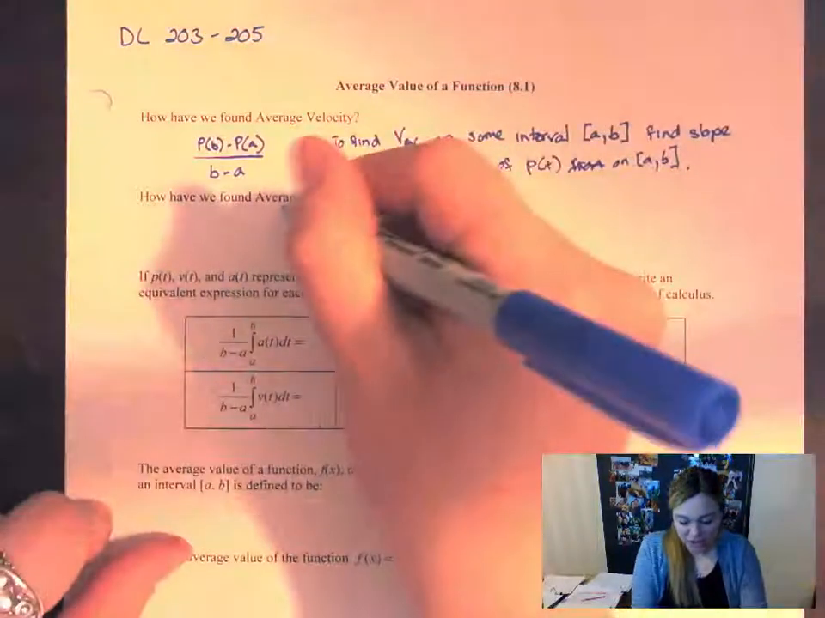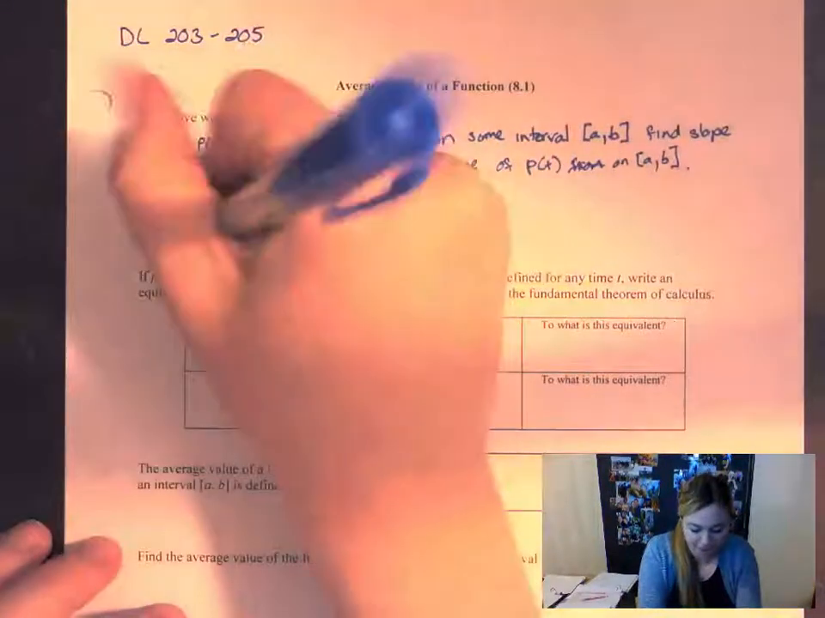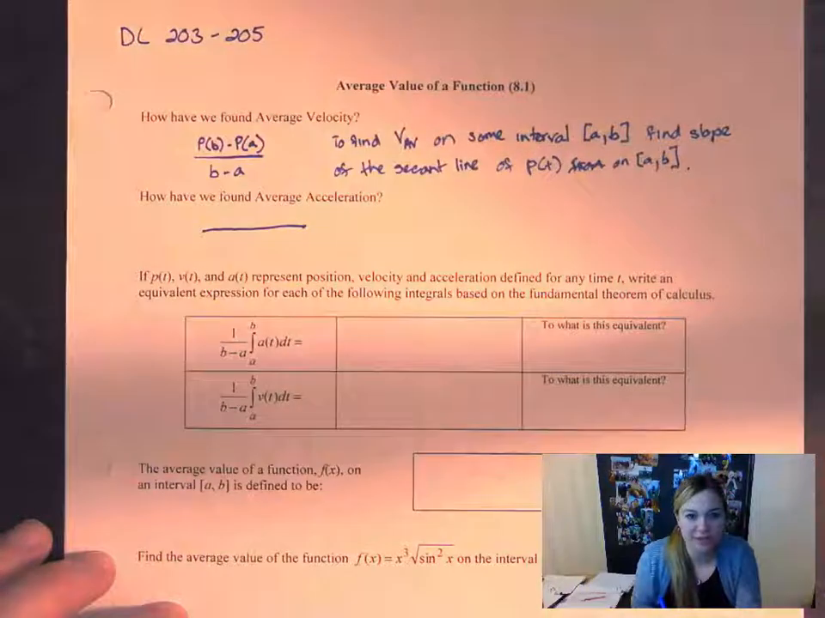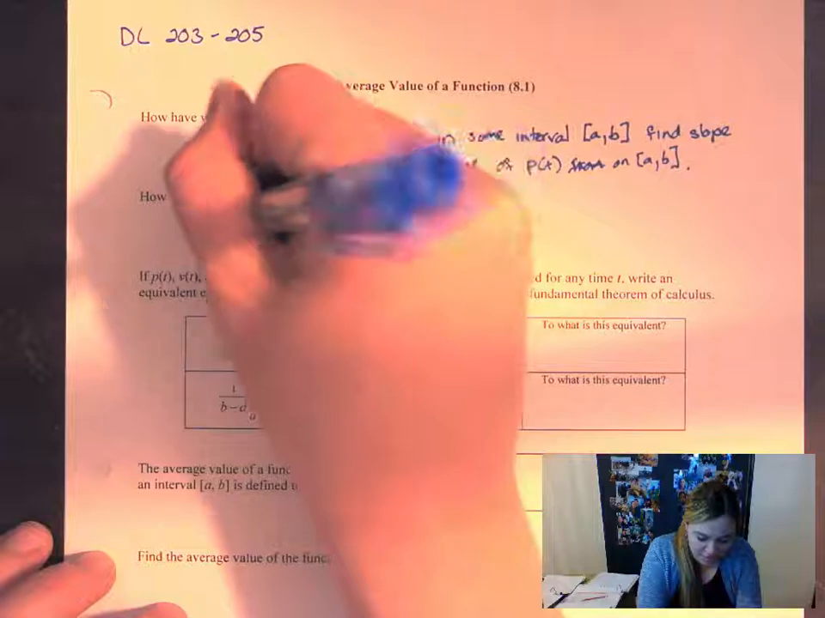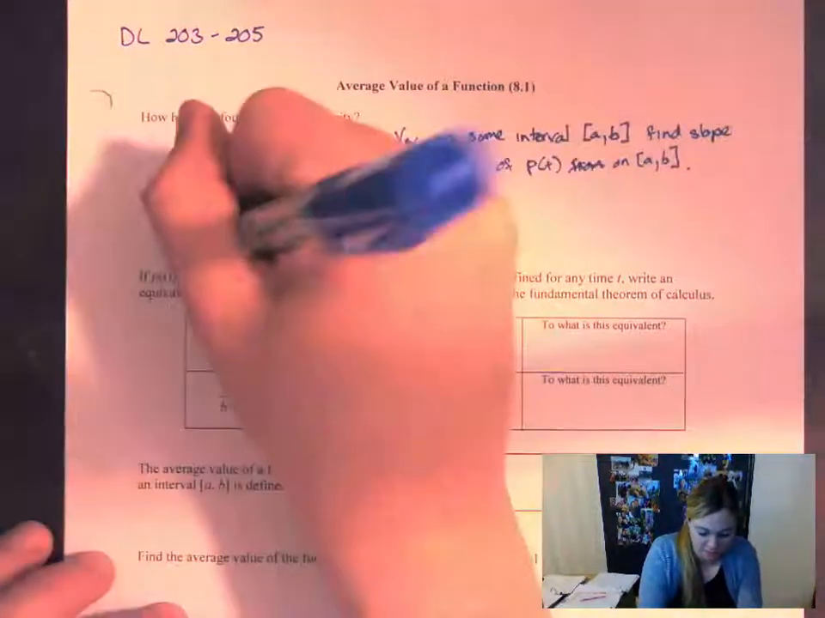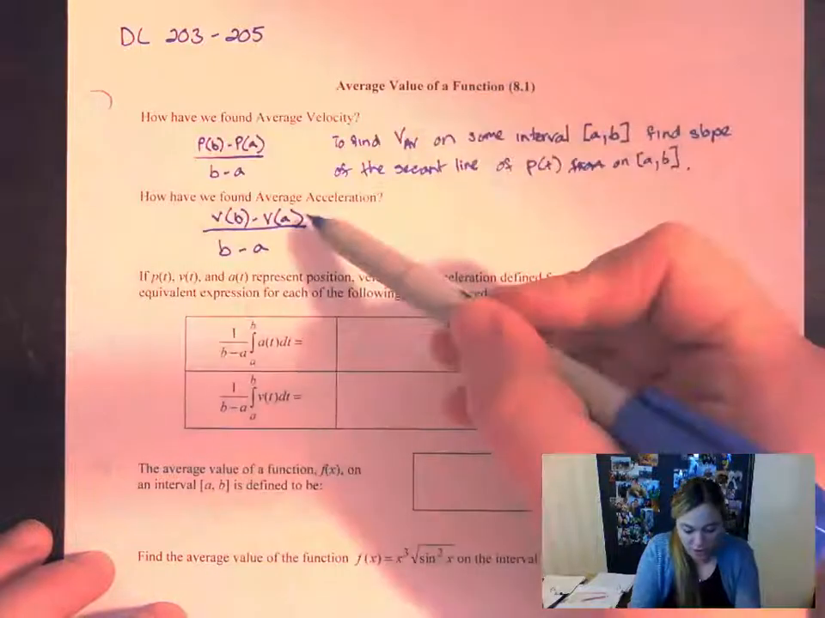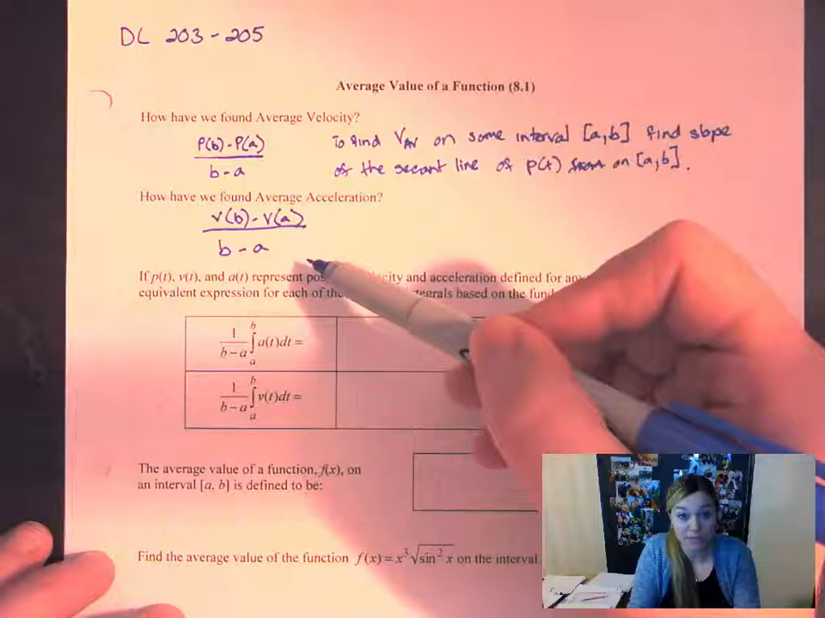Average acceleration. How do you think we did that then? Think about what the units would have to be. Okay, common units for acceleration would be like meters per second squared. How would I make the numerator meters per second? Yeah, by putting in velocity, V of B minus V of A. So then the numerator would be, let's say, meters per second over seconds. That would be meters per second per second.